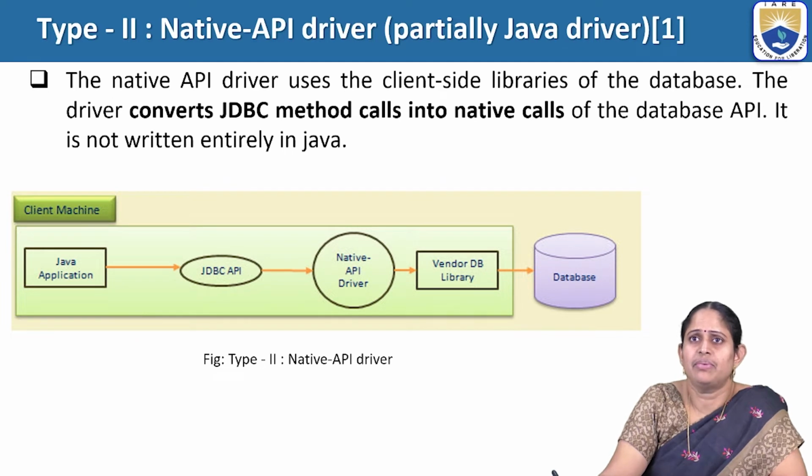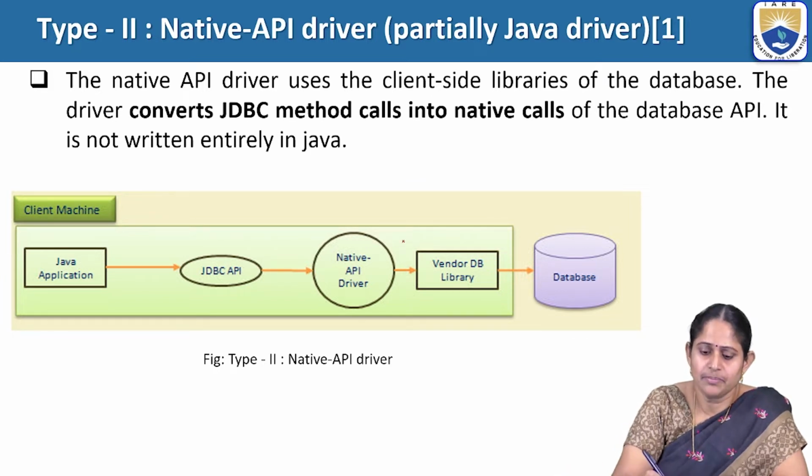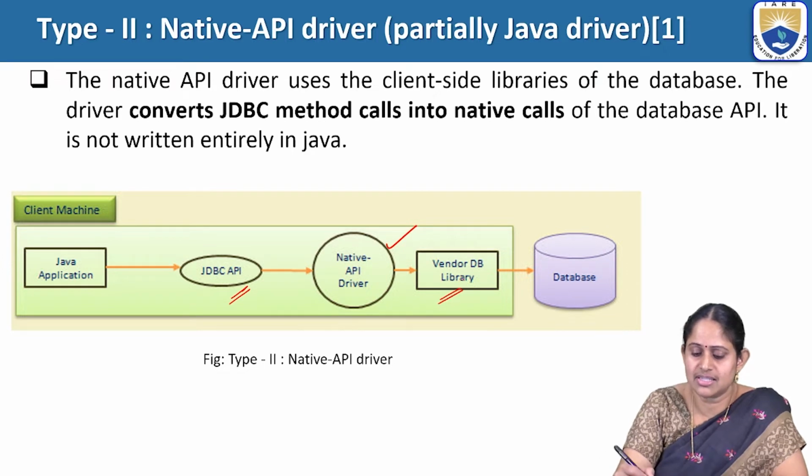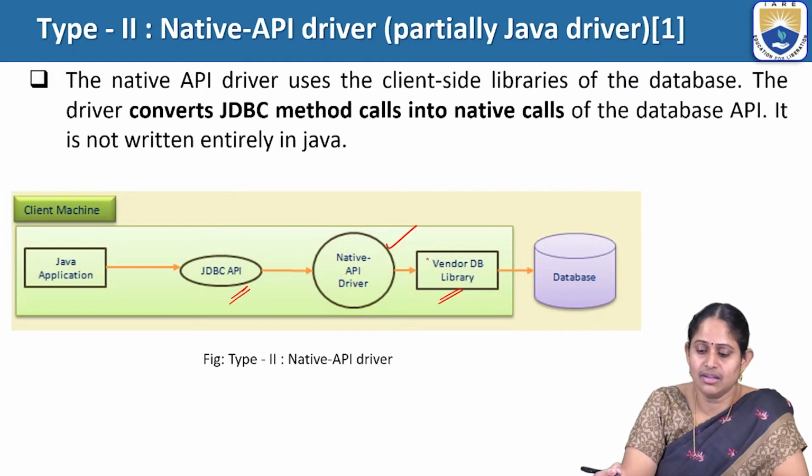Next is the native API driver, which is the partial Java driver. The native API driver uses the client-side libraries of the database. The driver converts JDBC method calls into native calls of the database API. It is not written entirely in Java. So this native API driver converts the JDBC API calls into the vendor's database library calls. So they require this client side.